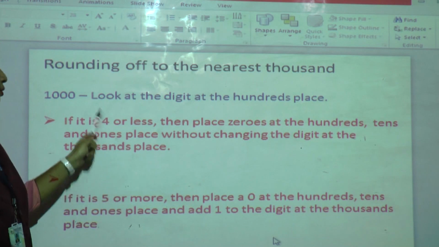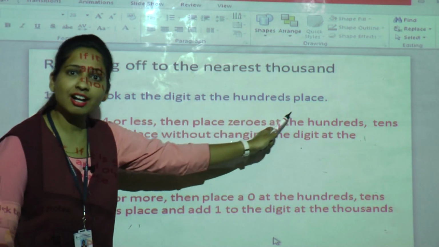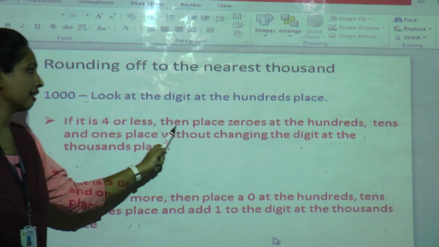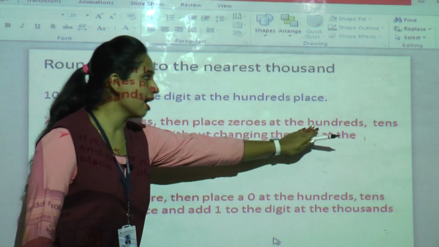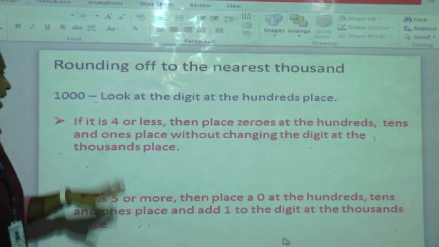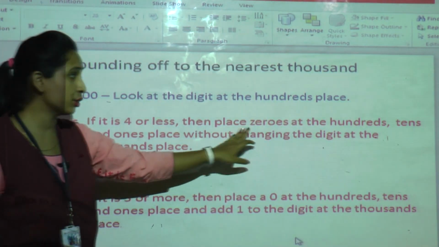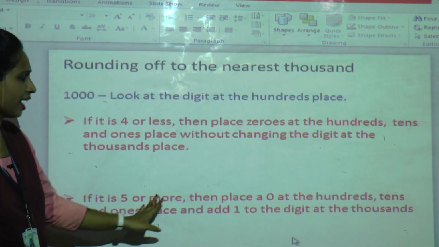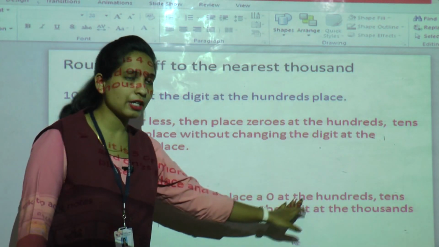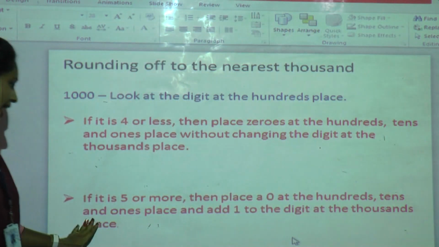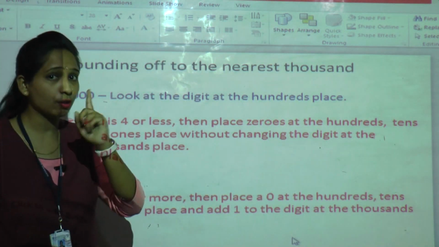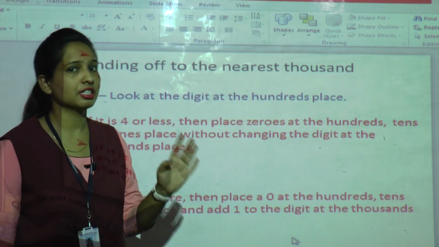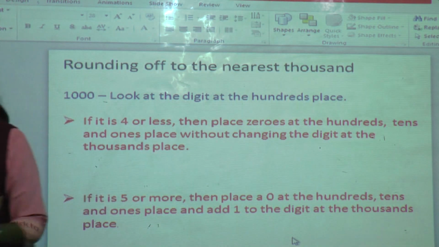What you have to do? Look at the digit at the hundreds place. If it is 4 or less, then place zeros at hundreds, tens and ones place without changing the digit. Same. Okay. And if it is 5 or more, then place zeros at hundreds, tens and ones place and add 1 to the digit of the thousands place. Got it? We have revised.